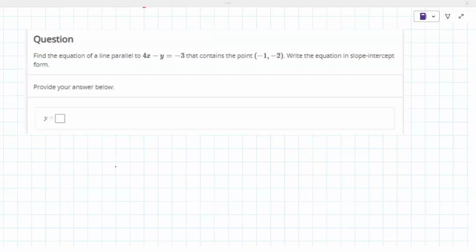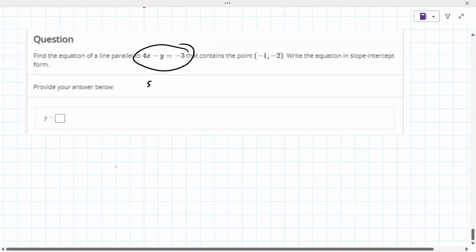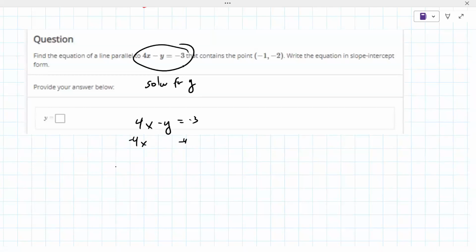We want the parallel line to this equation here. So we have to solve for y to get the slope, right? To solve for y, we did this a bunch the other day. You subtract 4x. You have -y equals -4x - 3. Then you divide everything by -1. So you get y equals 4x + 3.